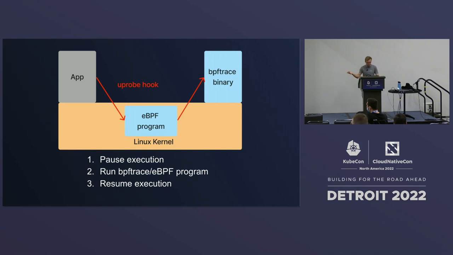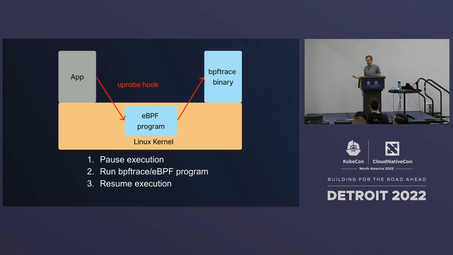eBPF, and I guess bpftrace as a result, are that we're going to add a probe called a uprobe, and that's going to intercept the running program, run the eBPF program, and then that eBPF program is going to ship out the data that we want to collect. So in our case, the arguments to this isValid function.